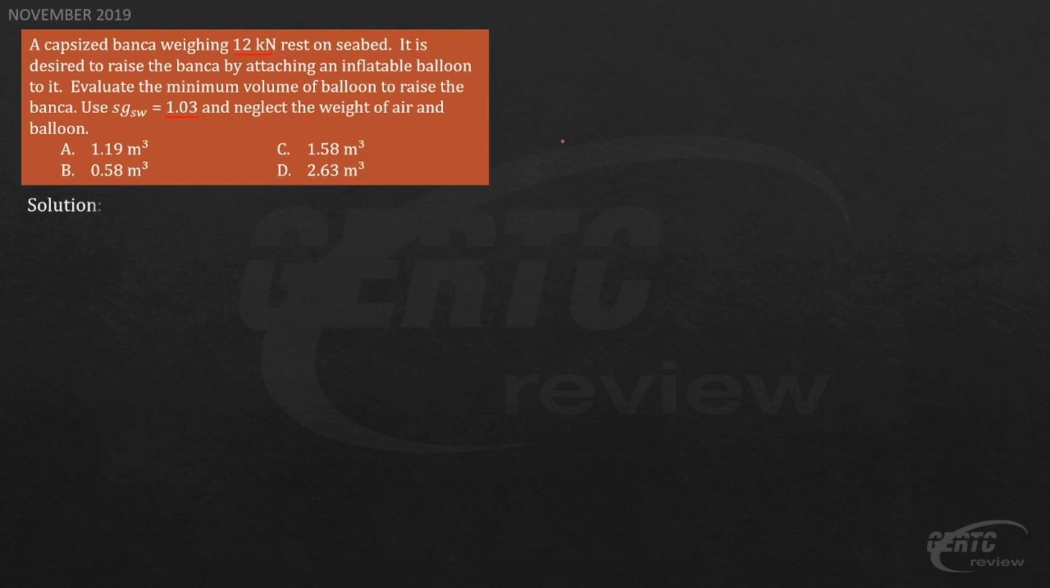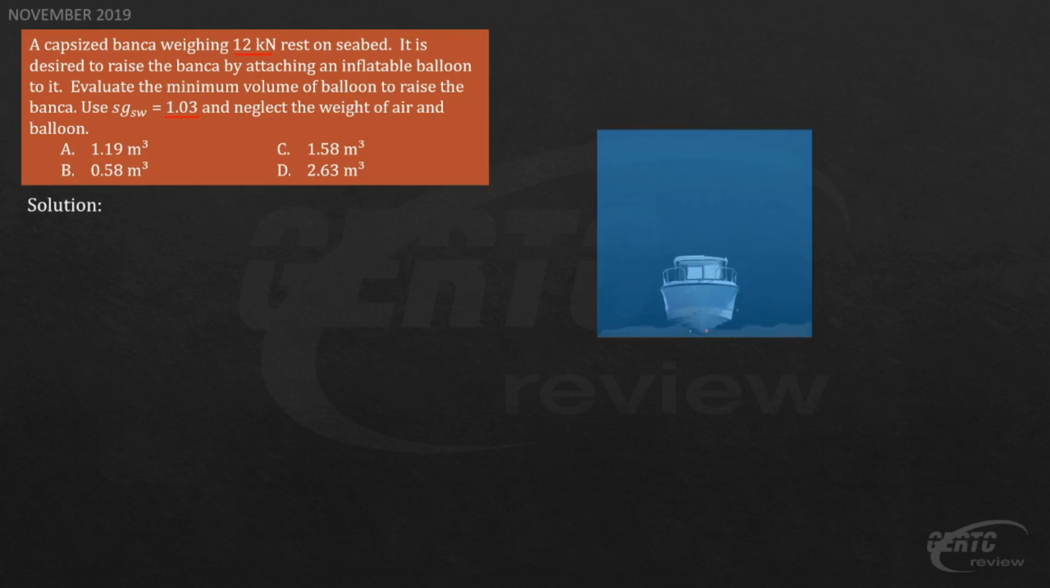So, ito yung ating illustration. So, we have resting on a seabed. So, we are going to lift that up by attaching an air balloon. So, ganun yan. Aangat yan. So, ano yung minimum volume of the balloon para maalsa natin yung bangka? Na? So, the weight of the bangka is 12 kilonewton. As what I mentioned, we will assume that net na ito. Bawas na dyan yung buoyant force. Effective weight niya na yan, in other words.